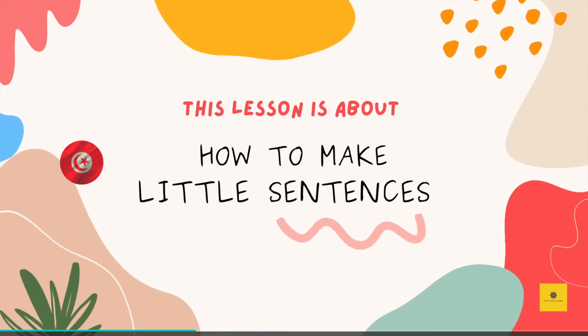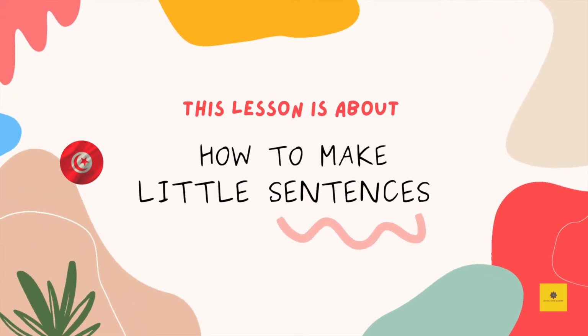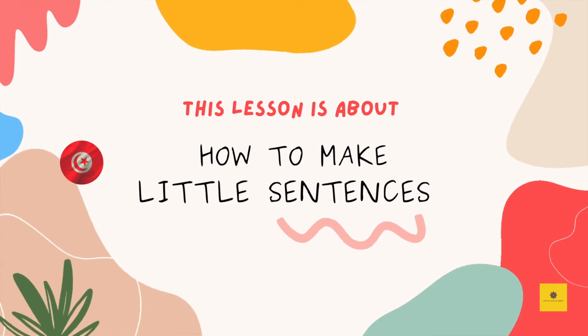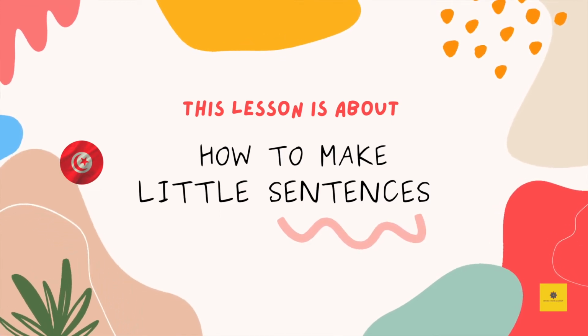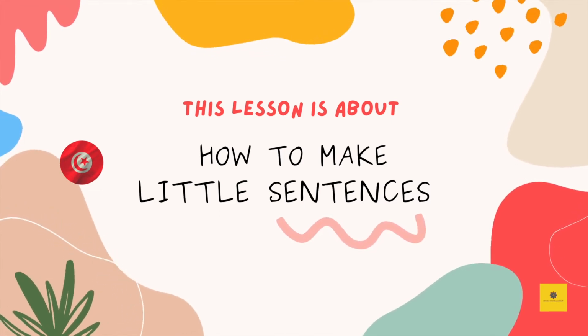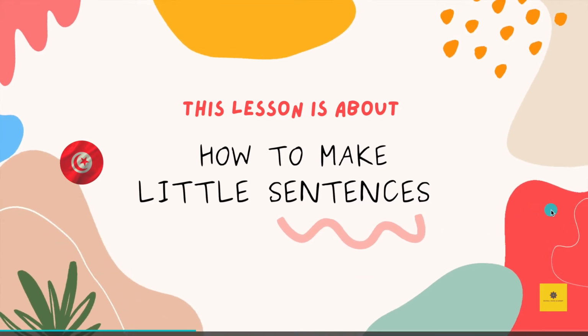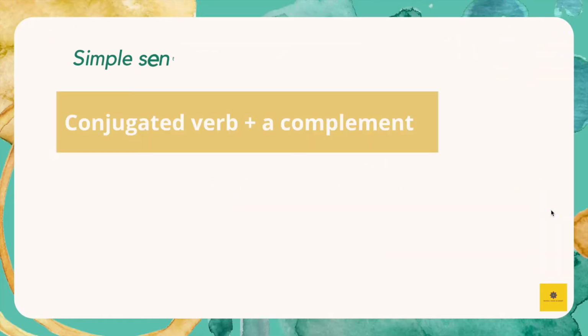Hello. So in this lesson, we are going to learn how to make little sentences using the pronouns from the lesson that we have seen previously. The last thing we've seen in the previous lesson is that a simple sentence structure will use a conjugated verb plus a complement, right? So now let's see how we conjugate verbs.